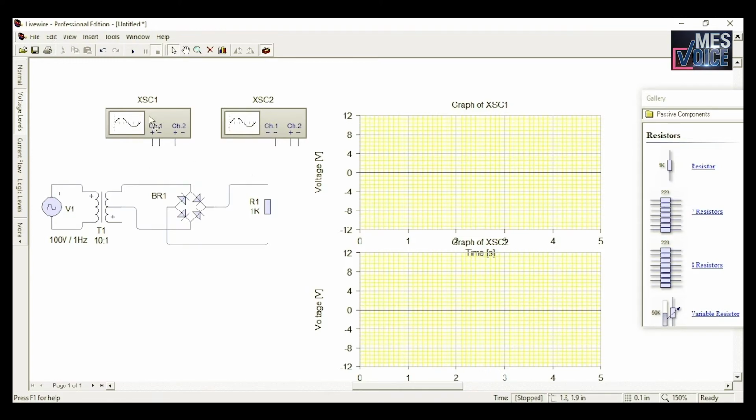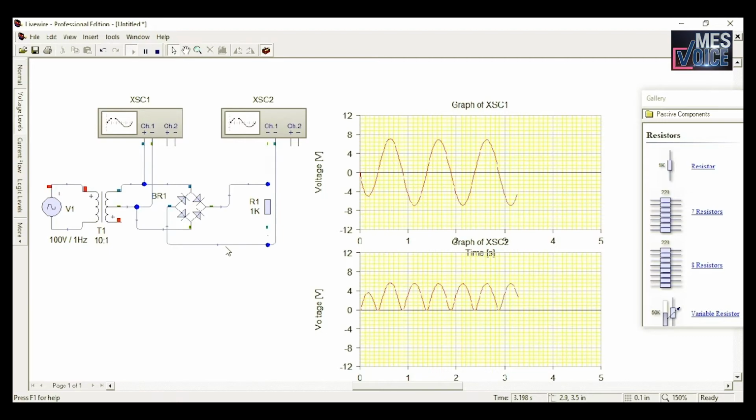For a proper analysis, we require the input waveform as well as the output waveform. For that, we are using 2 CROs. The first CRO we are using for analyzing the input waveform, and the second CRO we are using to analyze the output waveform. We connected CRO1 to the input and the second one to the output, and we are going for the simulation.